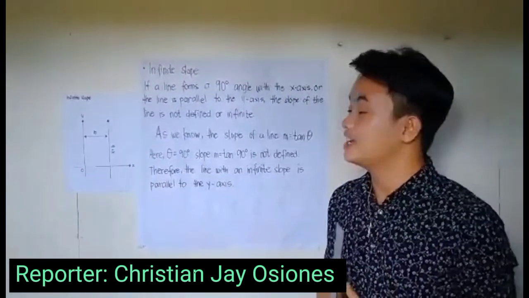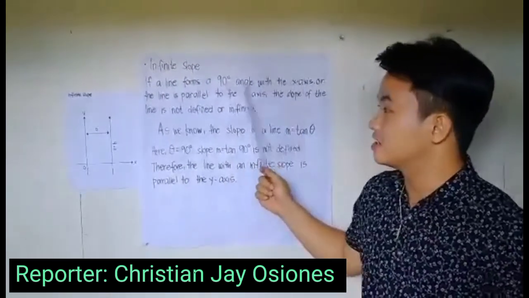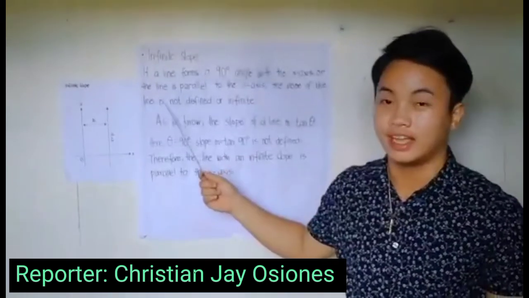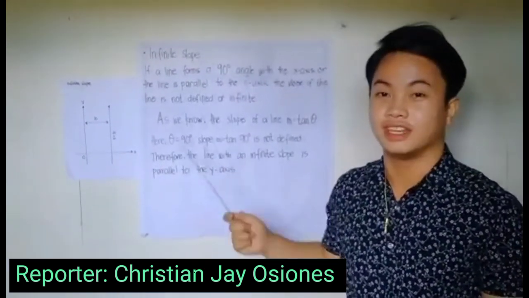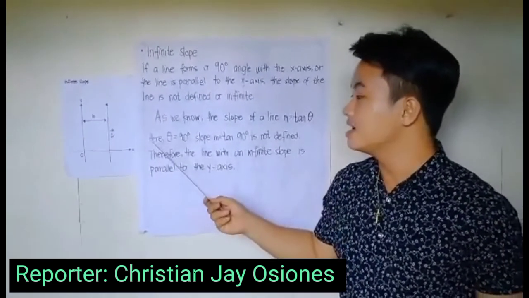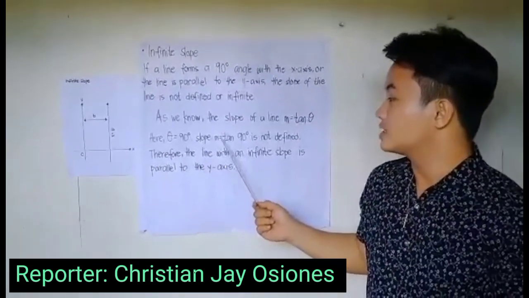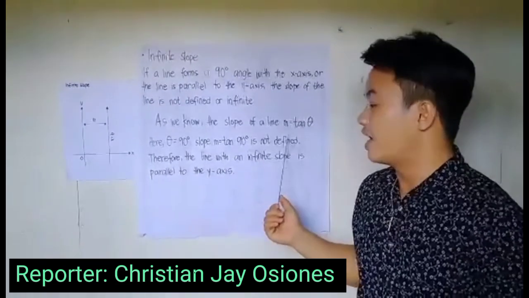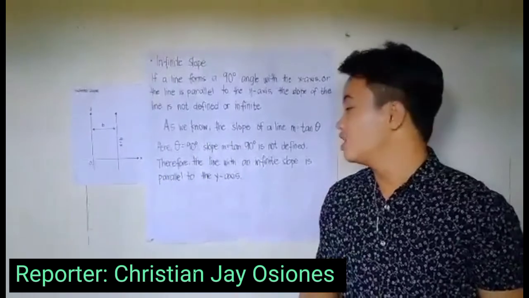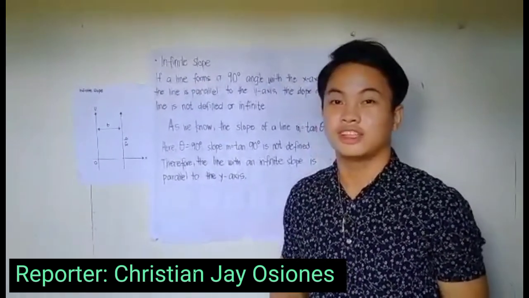Lastly is infinite slope. If a line forms a 90 degrees angle with the x-axis, or the line is parallel to the y-axis, the slope of the line is not defined or infinite. As we know, the slope of a line m = tan θ, here θ = 90 degrees. Slope m = tan 90 degrees is not defined. Therefore, the line with an infinite slope is parallel to the y-axis. So here is the figure of the infinite slope.